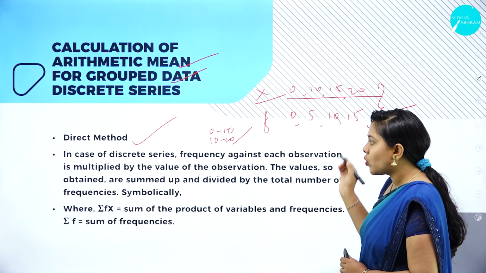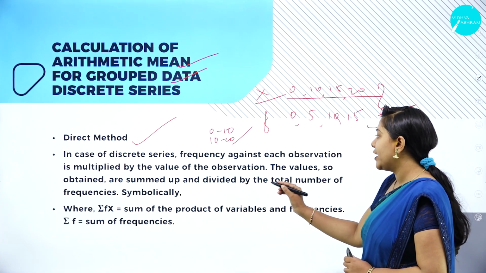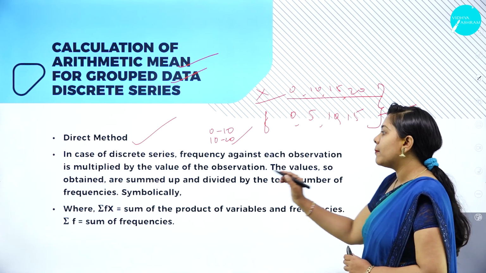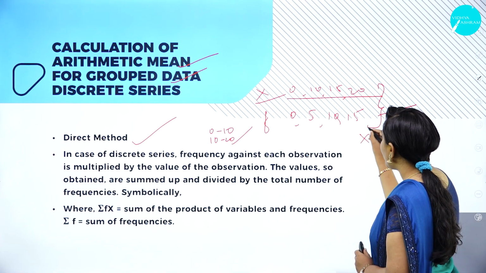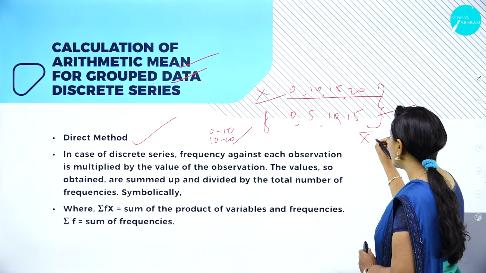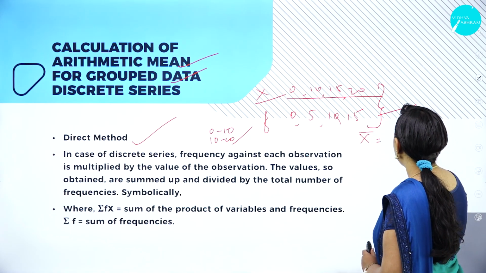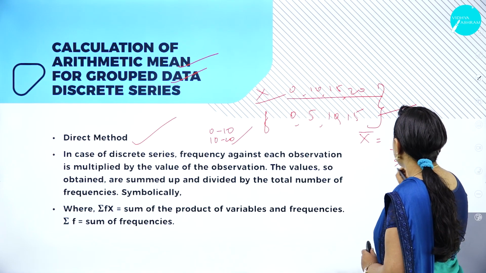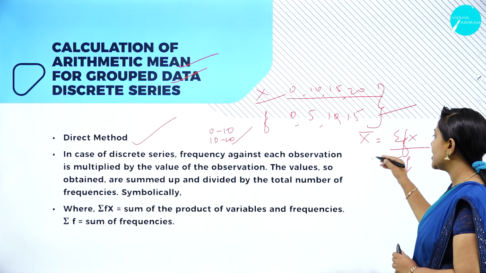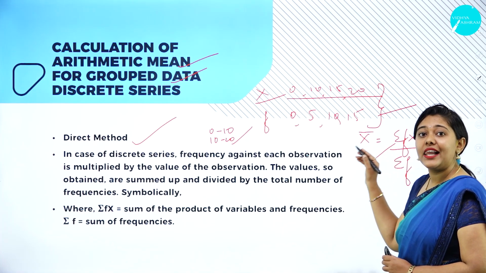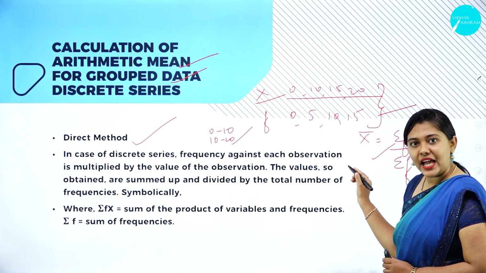In case of discrete series, frequency against each observation is multiplied by the value of the observation. The values so obtained are summed up and divided by the total number of frequencies. Simply means what? Your x bar, that is mean, is equal to what? Sigma fx divided by sigma f. So this is called as the discrete series formula for calculating the mean under direct method.